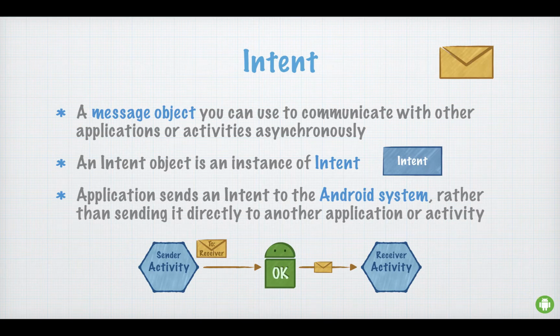An intent is a message that can be passed between activities. The message is asynchronous, so the Android system does not need to wait for a response. An intent is not sent directly to another application or activity. It is sent to the Android system. The system decides whether the message should be forwarded to the receiving activity. The intent object is always an instance of the class Intent.